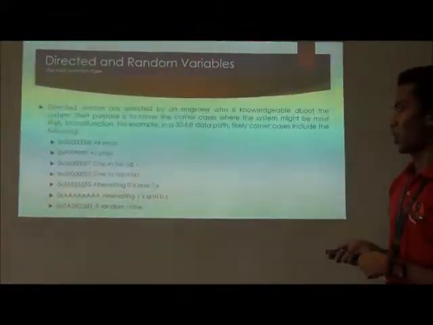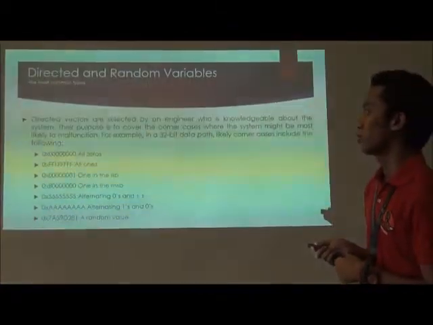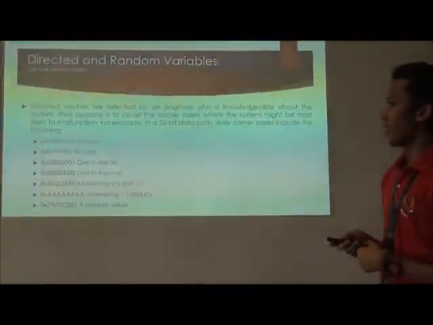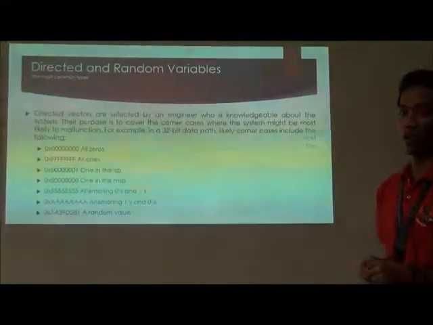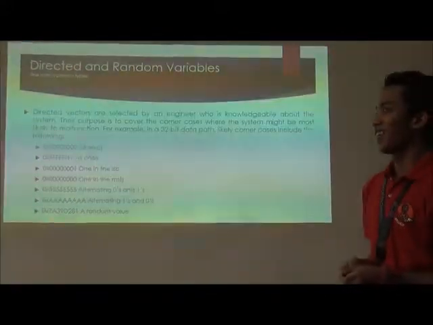So for all zeros, we have 0x, then 1, 2, 4, 6, 8 zeros. Then for all ones, we have 0x, and then 8 f's.